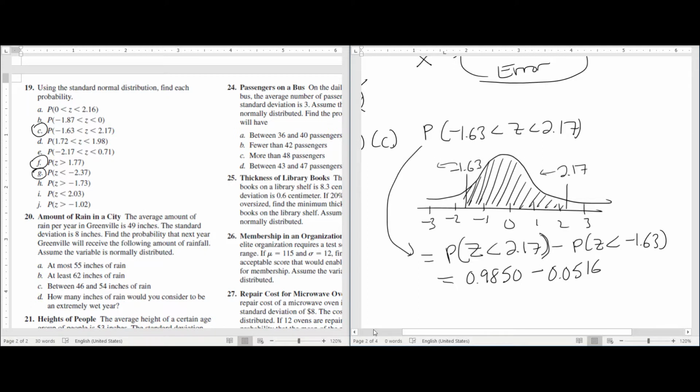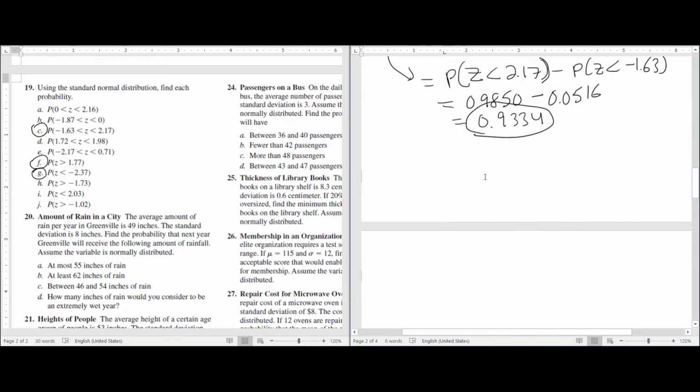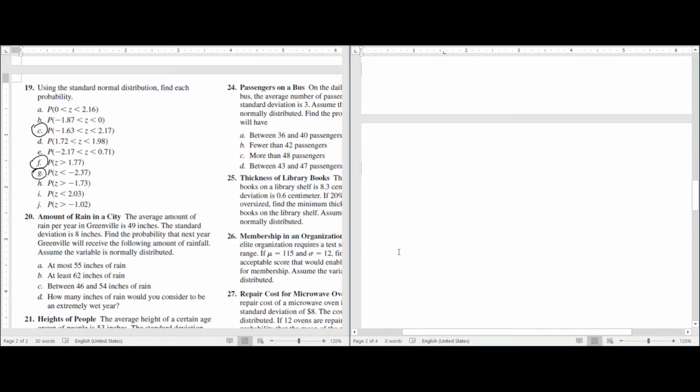All right, so now we are going to actually calculate that. 0.985 minus 0.0516, and you should get 0.9334. All right, and that's your probability. Now let's look at another one. Let's look at F.